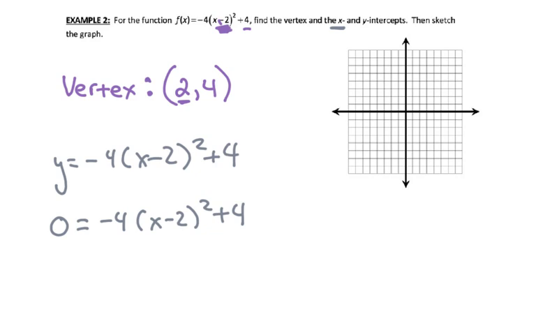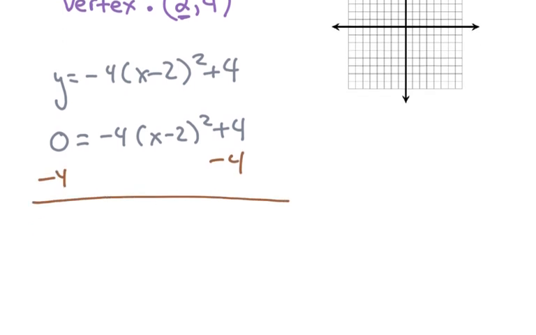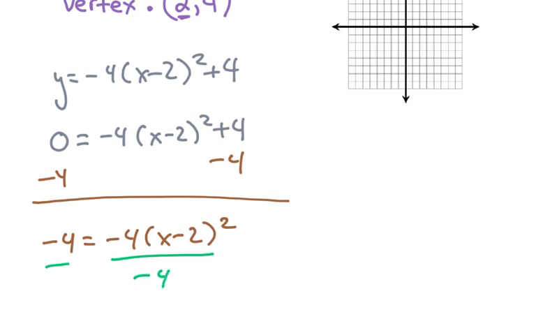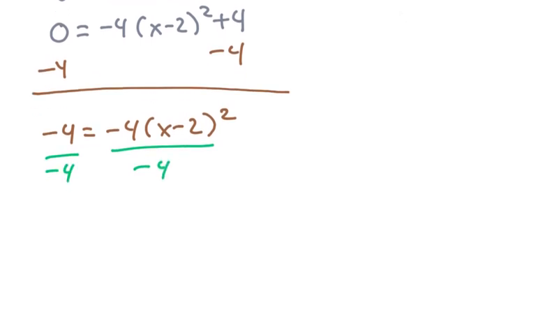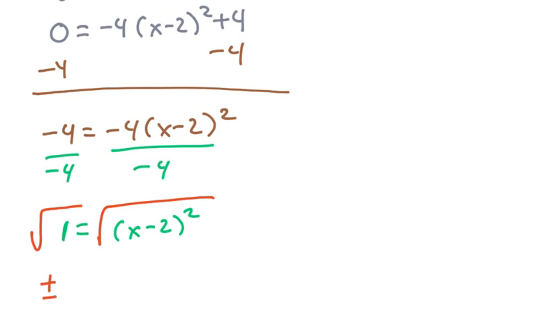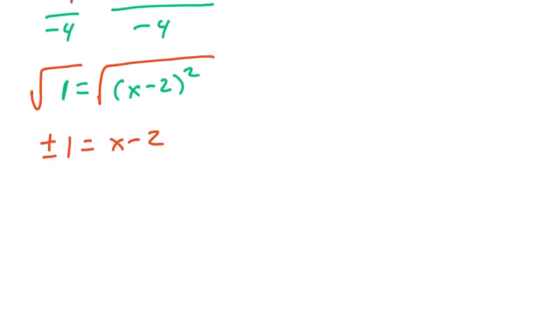So how do we go about doing this? Well, it would make sense to subtract 4 from both sides. And so we'll get negative 4 equals negative 4 times x minus 2 squared. Then we will divide through by negative 4, which is comforting because we're going to get a positive 1, which is necessary for what we have to do next, which hopefully you see is take the square root of both sides. So this is going to give me plus or minus 1 equals x minus 2, which now means I have to break this into two scenarios.